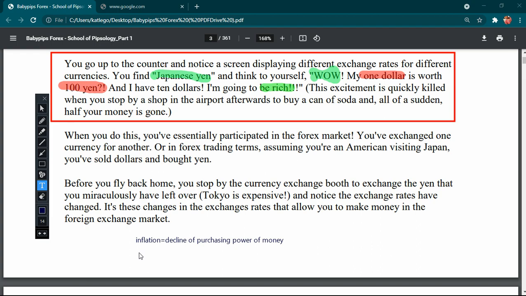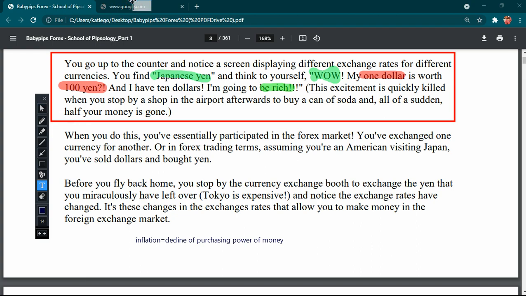So you have 100 yen, it's equal to $1 in the USA. So in the USA, they only have to have $1 to buy a can of soda, but on your side you have to have about 50 yen to buy that can of soda. So it's the decline in purchasing power of money per currency given. I guess I did explain that.